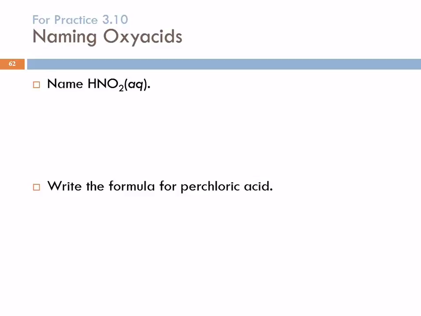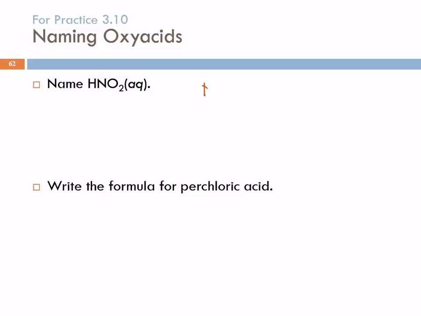So let's do an example. Name HNO2 aqueous. So we're going to name this as an acid. It starts with H and it's dissolved in water. We look at it and we see, oh, it's got oxygen in it. We have to name it as an oxyacid. We need to figure out the name of the oxyanion that is present in here. So cover up the H. What's left? We've got NO2. NO2 is an oxyanion. It has a special name. Nitrite. So this is nitrite.